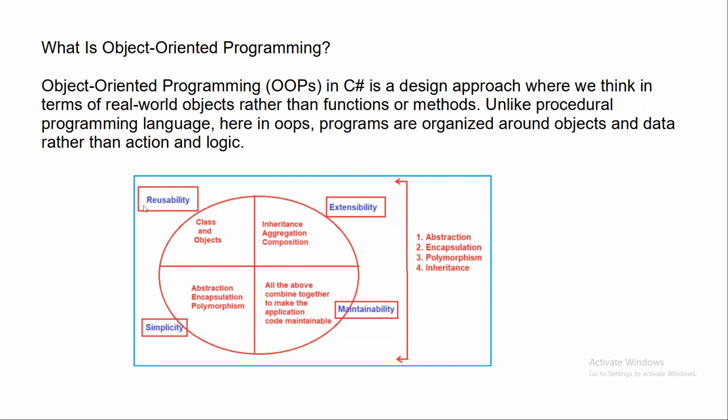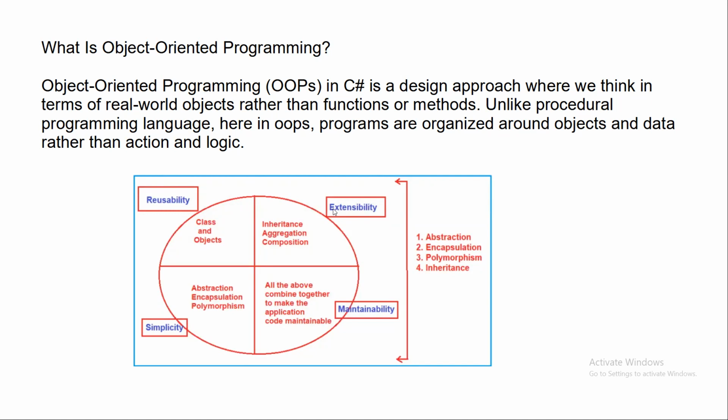So the first thing, reusability, is achieved because we define the class once and refer to that class n number of times with the help of objects. So declare the class once, and define the object n number of times, however many times you want to use it. That's reusability.